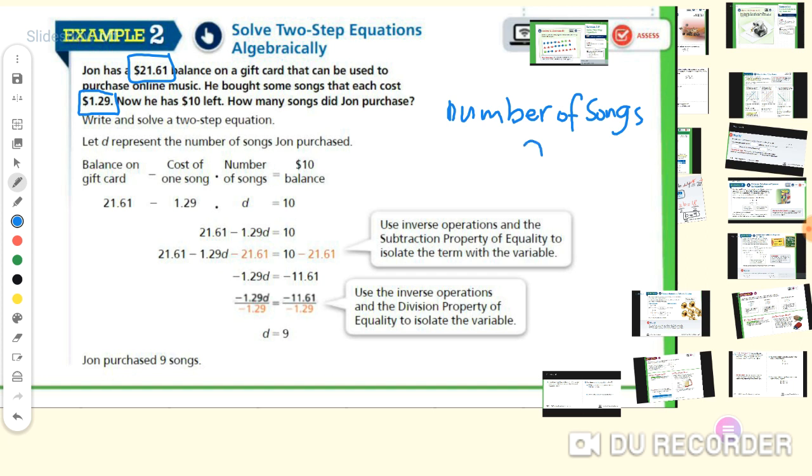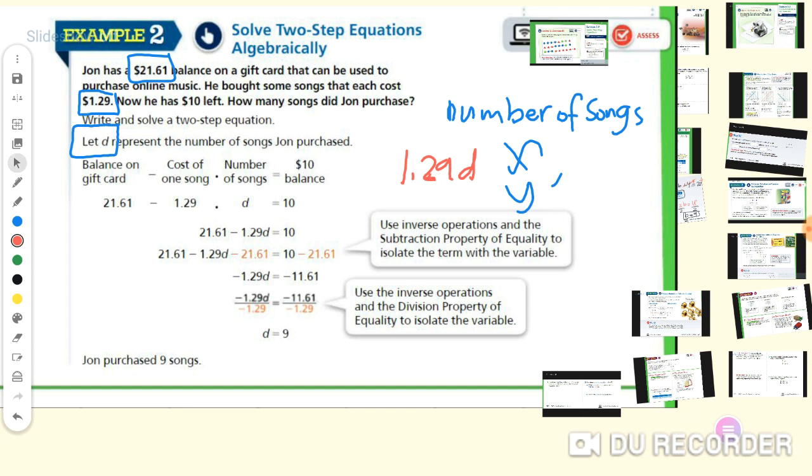So I can consider it X. I can consider it Y. But here in the example, he considers it D. Okay, so no problem for me. Any letter. So how many songs? The one cost 1.29, so it should be written as 1.29D. This is the whole cost of the songs. Okay, let's continue reading. Now he has 10 left.